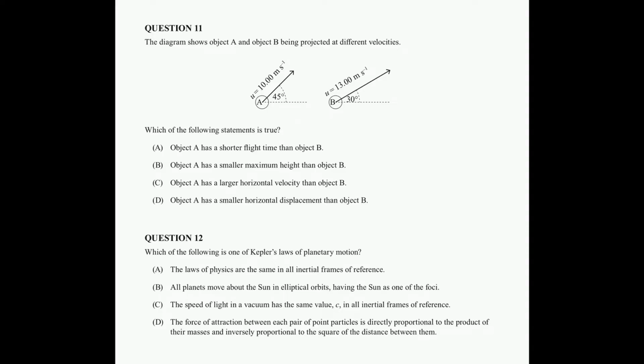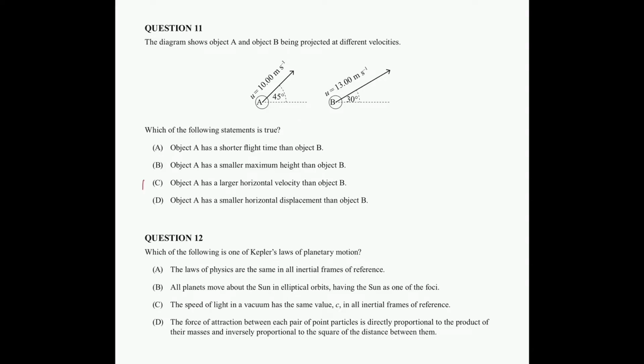So object A has a shorter flight time than object B. Object A has a smaller maximum height than object B. Object A has a larger horizontal velocity than object B. And object A has a smaller horizontal displacement than object B. So I think the first and easiest one for us to rule out or correct is C. So object A has a larger horizontal velocity.